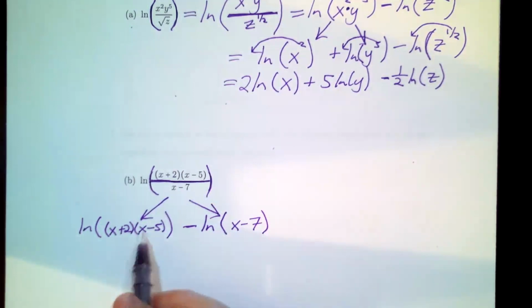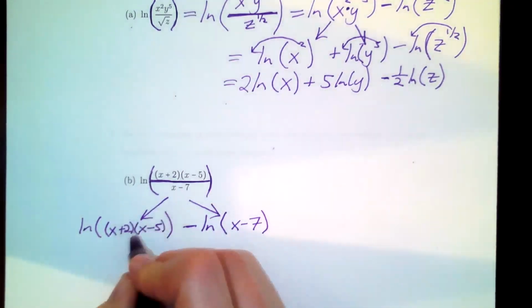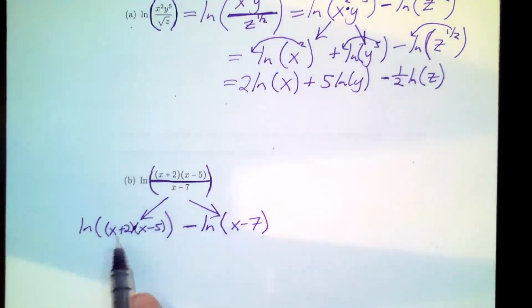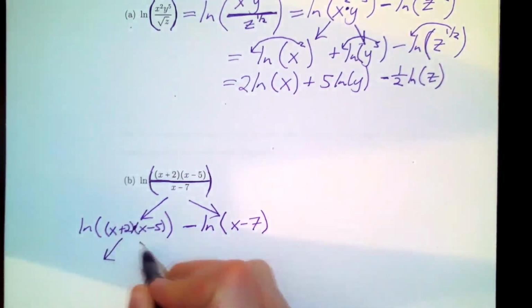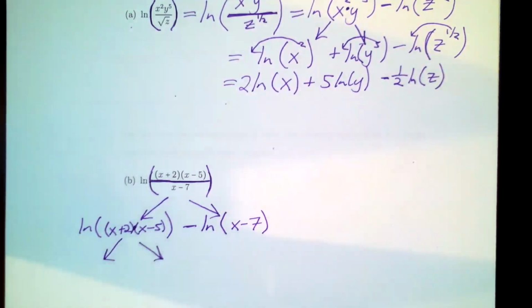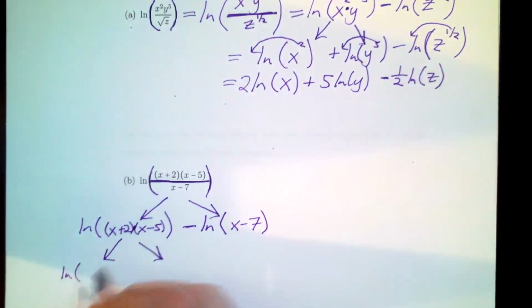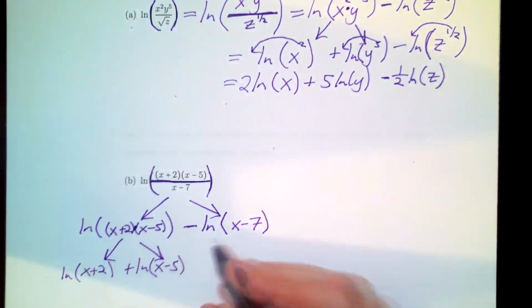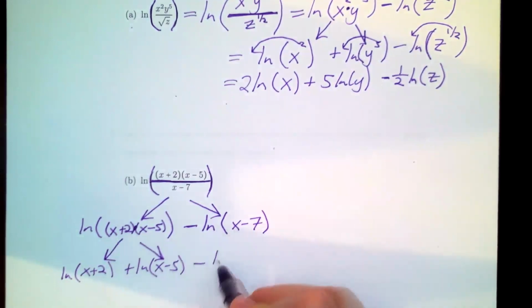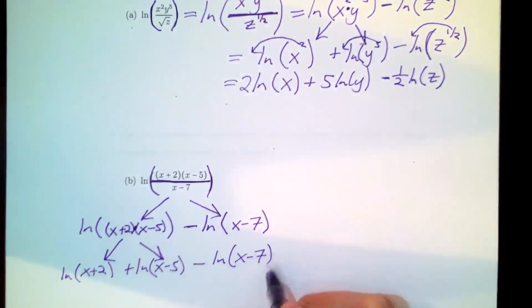And to that, my first one does contain a multiplication. I have x plus 2 times x minus 5. So I'm going to do one more split. We go, okay, since this ln has a multiplication here, this thing splits into 2 logs that are added. You're going to have ln of the first thing multiplied, the x plus 2, plus ln of the second thing multiplied, the x minus 5. And this log from before gets copied down.